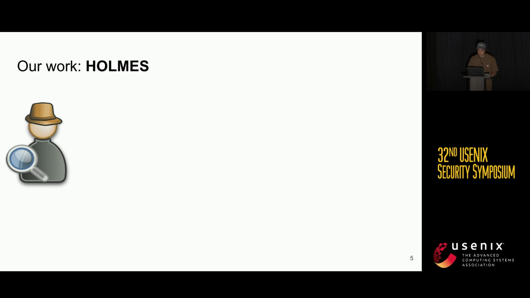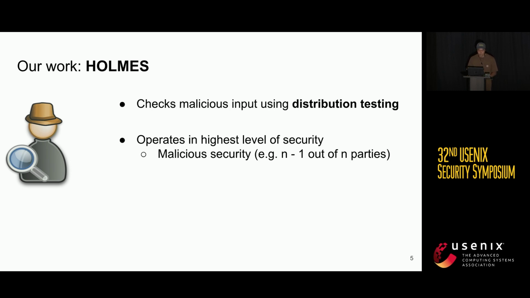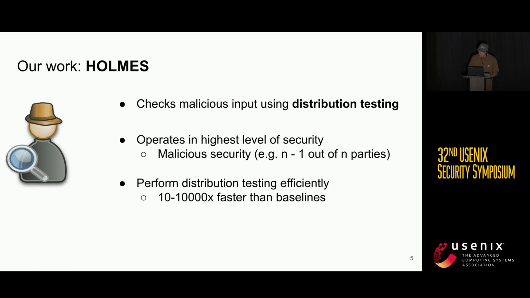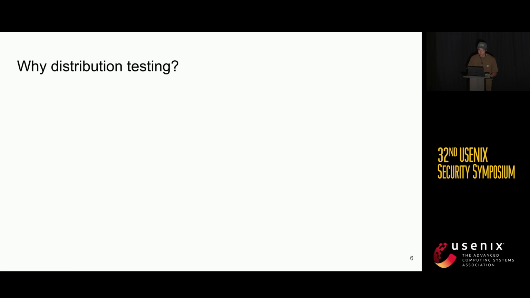So this is our work in HOLMES. We check malicious input using distribution testing. And like I previously mentioned, we also operate in the highest level of security, which is malicious security with a dishonest majority. And as we see, HOLMES will perform distribution testing much faster than the baselines, as we describe later.